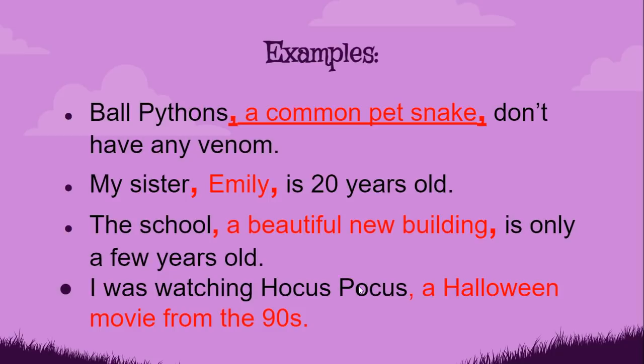I was watching Hocus Pocus, a Halloween movie from the 90s. So, the main sentence here, I was watching Hocus Pocus. I am the subject, was watching Hocus Pocus is the predicate. But not everybody knows what Hocus Pocus is, so I've added this appositive here, a Halloween movie from the 90s, and I have used a comma to separate it from the rest of the sentence. So notice that these appositives can go in the middle of a sentence or at the very end. We just make sure that there's a comma between any of the extra stuff and the main stuff.